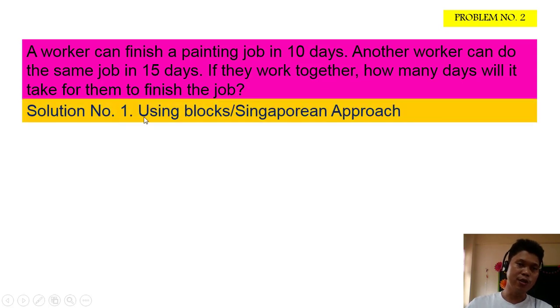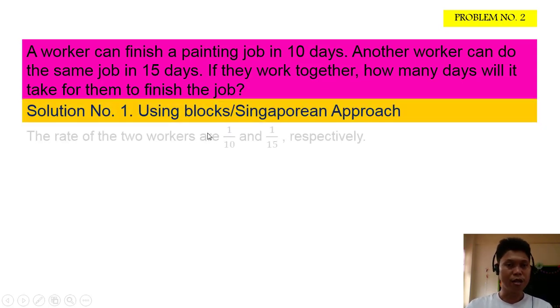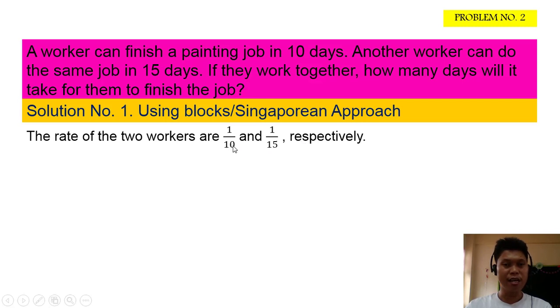Okay, so first is solution number 1 using blocks or Singaporean approach. Okay, so the rate of the two workers are 1/10 and 1/15 respectively. Saan galing ang 1/10 and 1/15? Kasi nga, in one day, 1/10 ng trabaho ang matatapos niya. Kasi 10 days niya tatapusin ang trabaho. Ibig sabihin ng rate niya, 1 out of 10 sa isang araw. Okay? So, 1 out of 10, tapos pangalawang day, 2 out of 10, hanggang maging 10 out of 10 or natapos na yung one whole, isang buong trabaho.